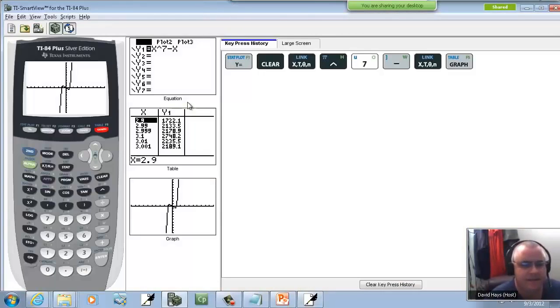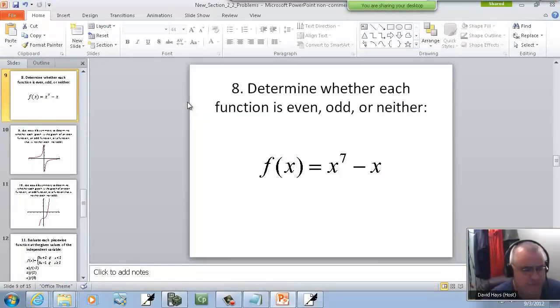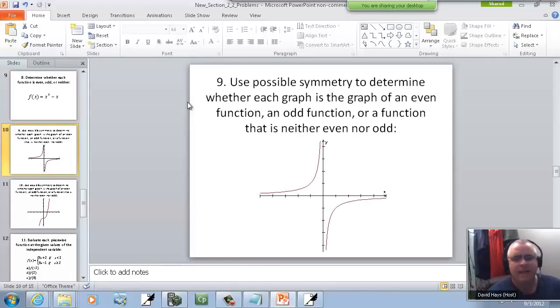Now these next problems just give you the picture, and you're to tell what's going on with it. It says use possible symmetry to determine whether each graph is the graph of an even function, an odd function, or a function that is neither even nor odd. Well, it's definitely not even. If I take this piece right here in my second quadrant and flip it across the y-axis, there's nothing for it to land on in my first quadrant. So it's not even. It is odd though.